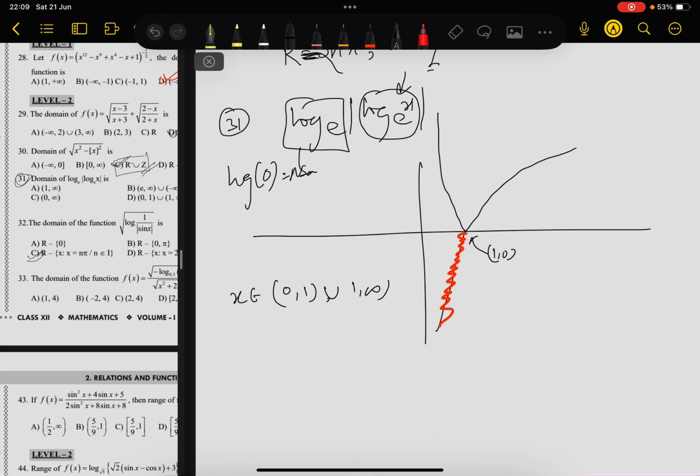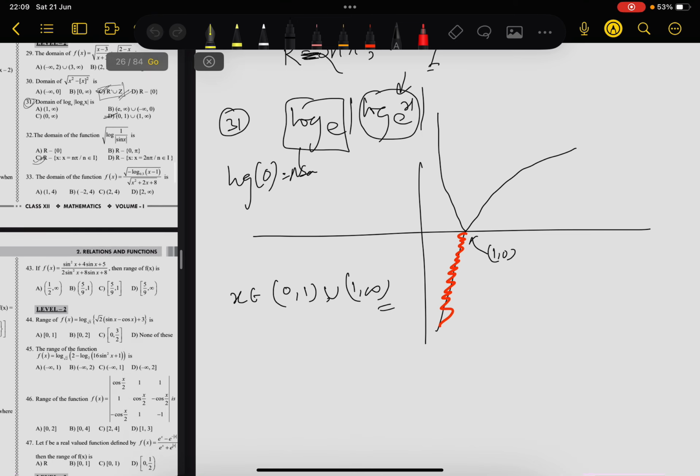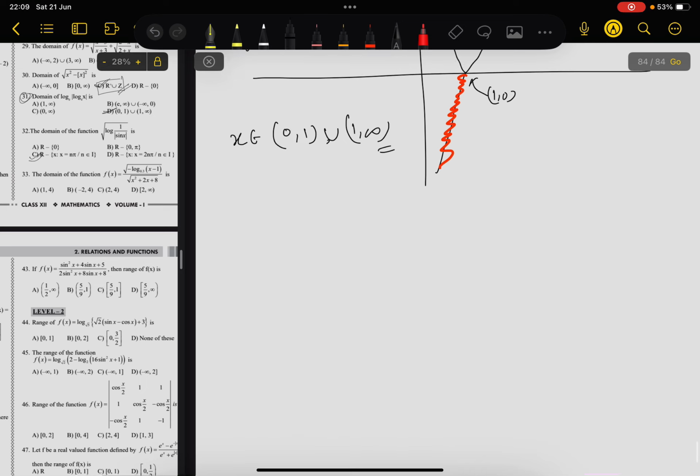union 1 to infinity, right? 1 is not acceptable, 0 is also not acceptable. For x equals to 0, it is going to be infinity. So yes, option D is correct, 0 to 1 and 1 to infinity. Now solve question number 32.